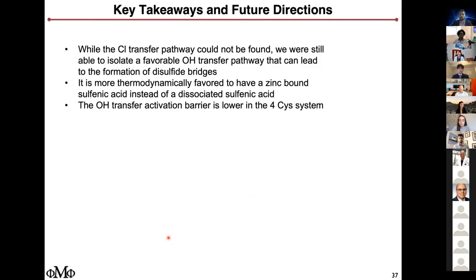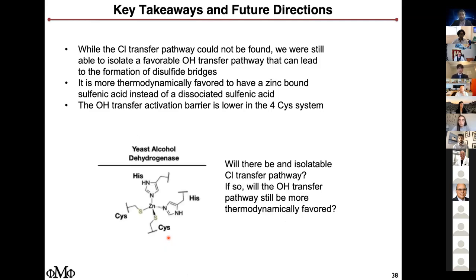But now for future directions, where do we want to go about this? Well, it just so happens that our newest member of our lab, Hana Sandoval, is going to be computing the HOCl immediate oxidation pathway of a system that incorporates 2 cysteines and 2 histidine structures. And I want to basically see, from her research, will there be an isolatable Cl transfer pathway?